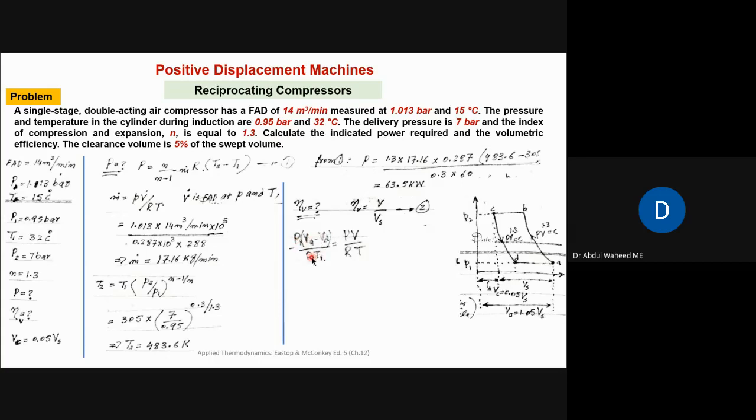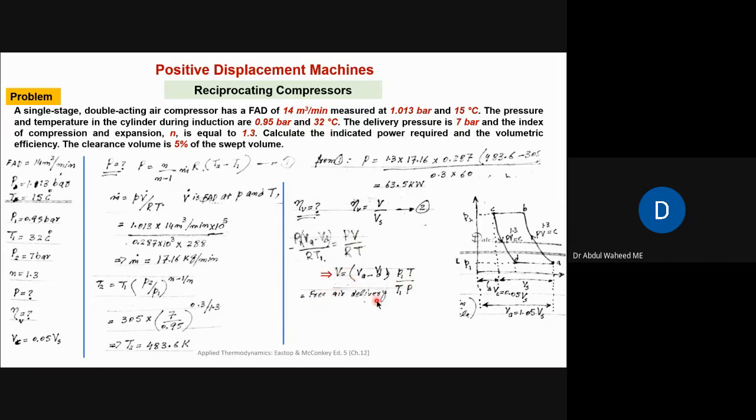P1 into VA minus VD over RT1 is made equal to PV over RT. So from here we calculate V, which is equal to VA minus VD, the induced volume, into P1 T over T1 P. If free air conditions and actual conditions are both the same, then this P1 will cancel with P, T will cancel with T1. So actual and free air conditions will be the same. V is equal to the induced volume, but since they are different, the effect is compensated here.